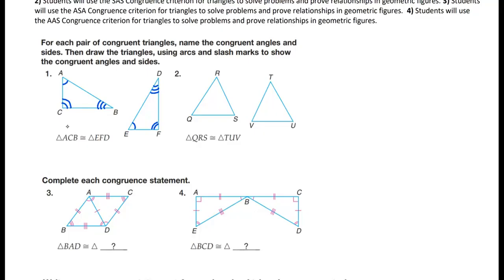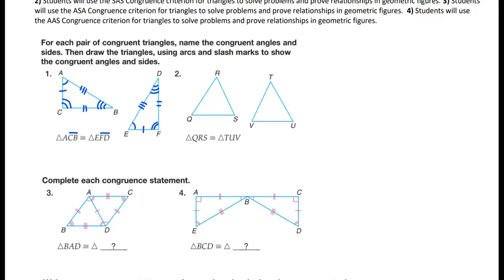Now we're going to move to sides. So I have the first two letters, AC, which would be this side right here. I'm going to go ahead and put a single tick mark. And I know it's going to match up with the first two letters over here, so EF. And then I see my last two letters, CB, and my last two letters, FD. And then, of course, now I have my last side, which would be AB and ED, and I'm going to give those 3 tick marks.